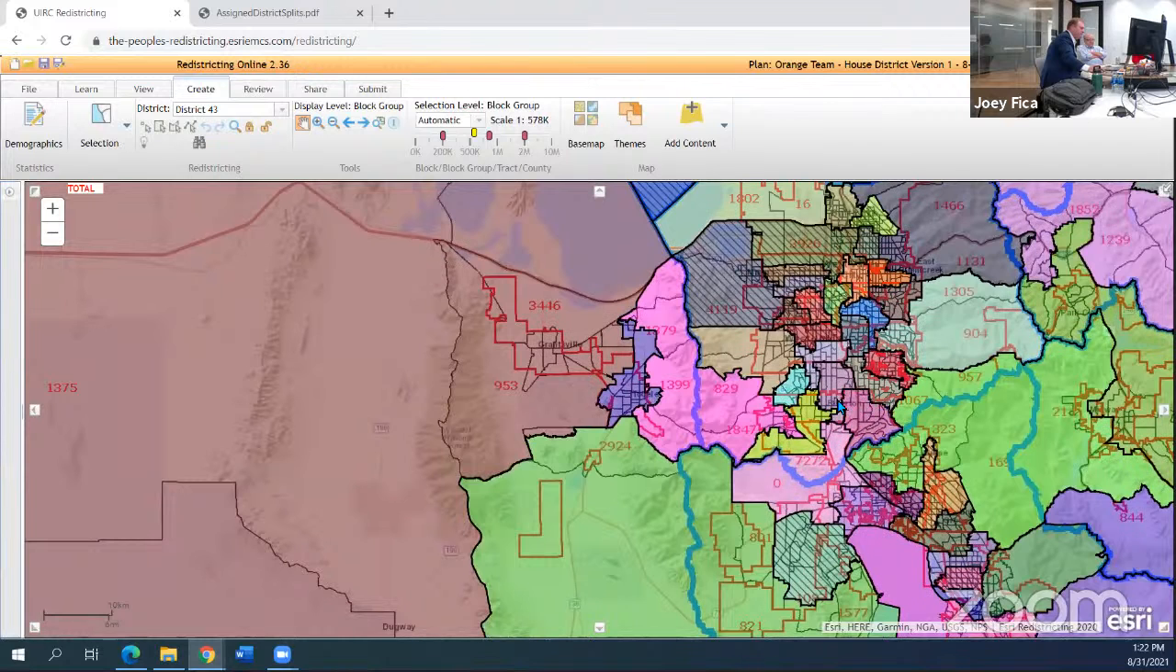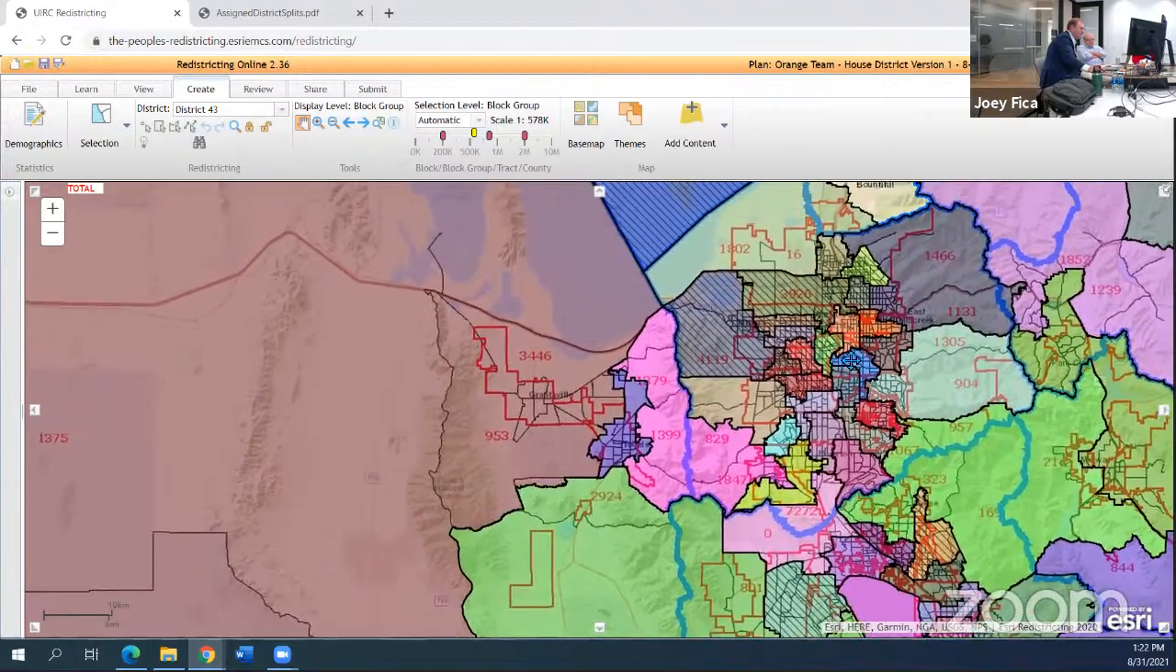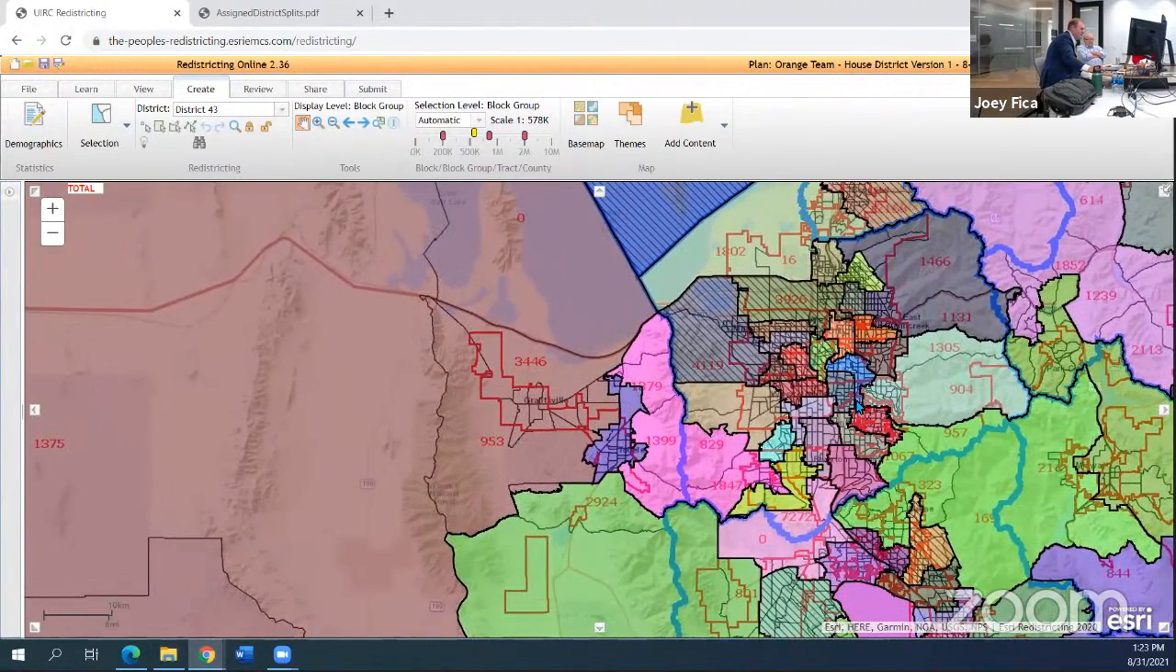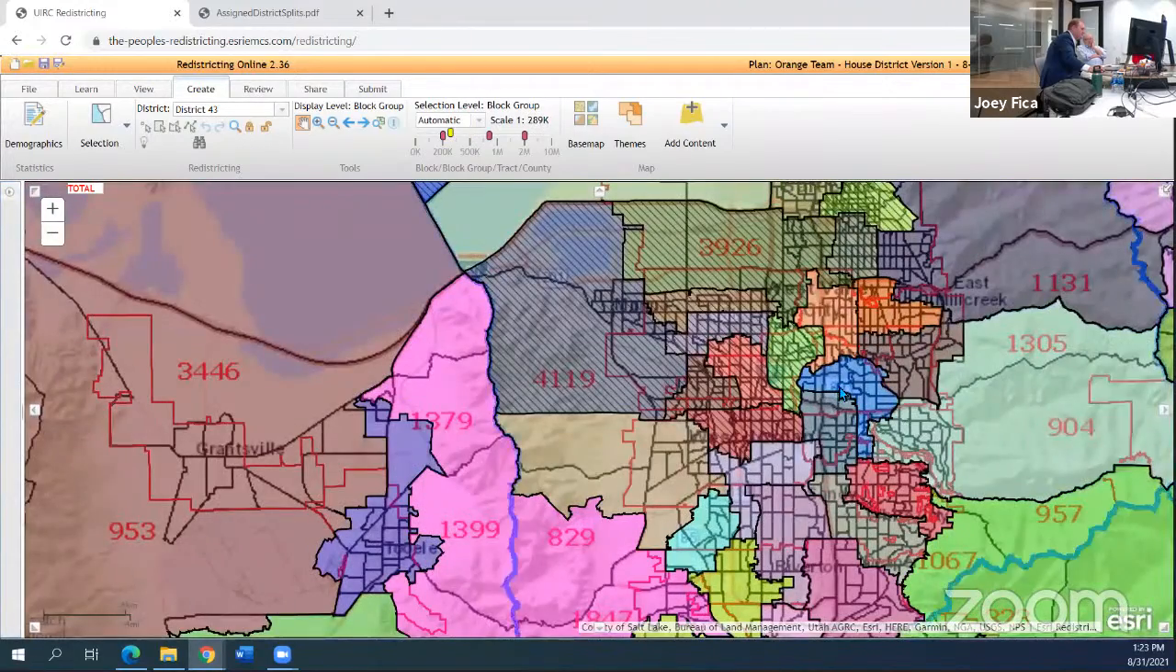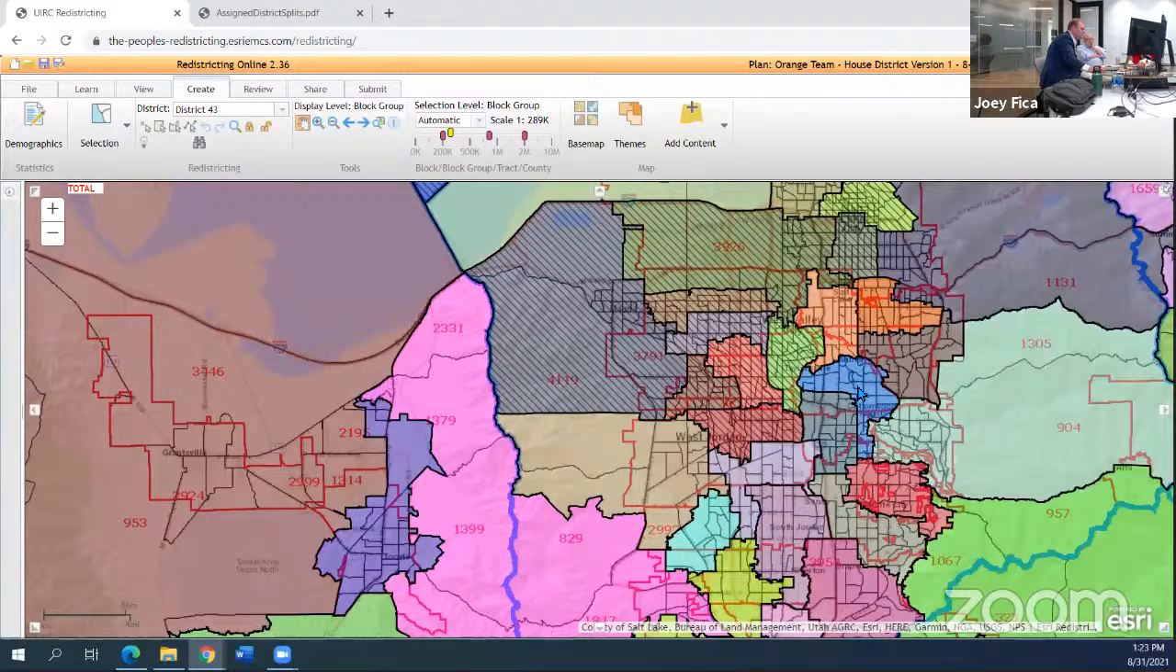Well, in this area, as you can see, it's hard to respect the subdivision lines. Those are so screwy. Now that you have the perfect population map, it would be a lot of work to go in and adjust for these areas.